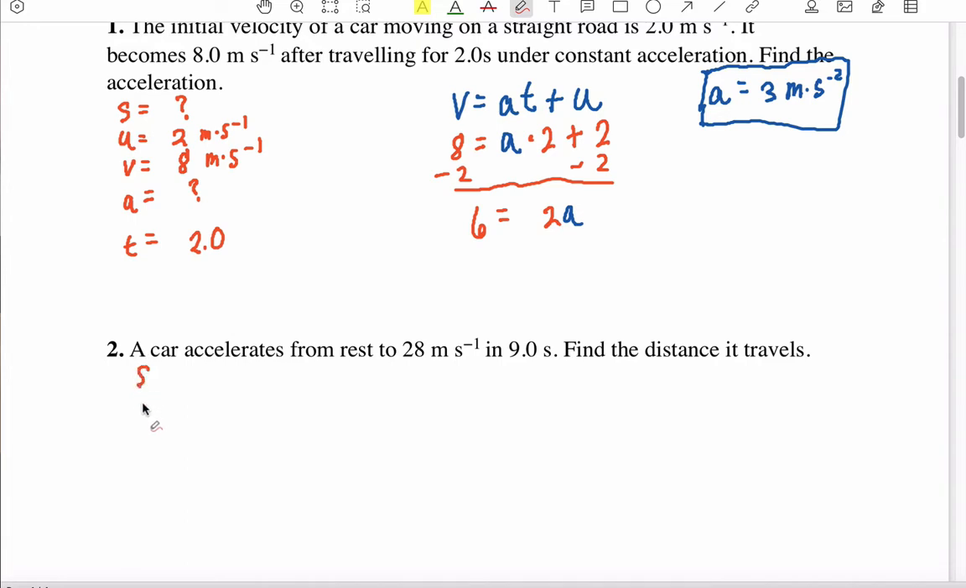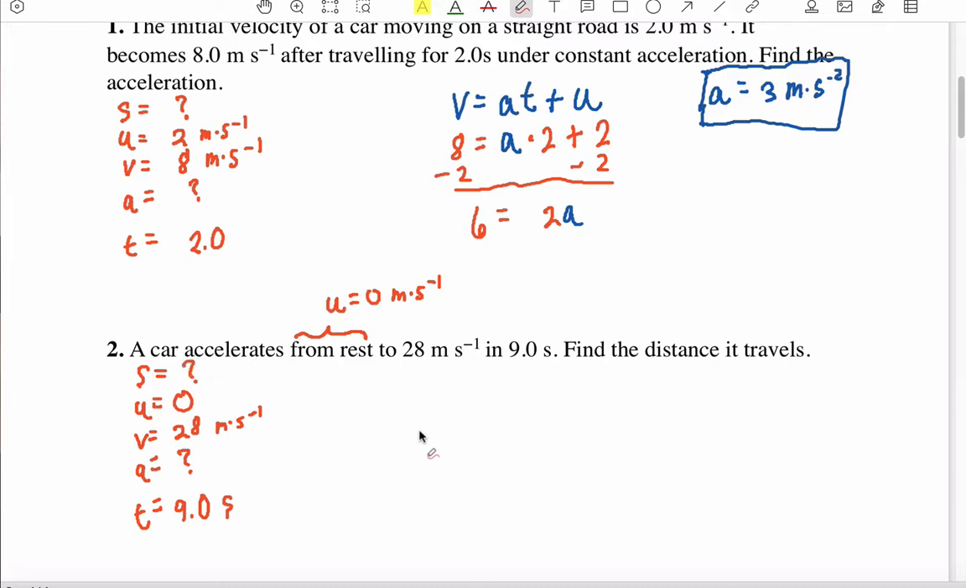The process is simple. We're going to write out SUVAT, and we're just going to write what we have and what we don't have. So one small hint, whenever you see the word from rest, that's your clue that U is 0 meters per second. So that's 0. V is 28. My time is 9 seconds. My acceleration is unknown, and I want to know the distance that it travels.